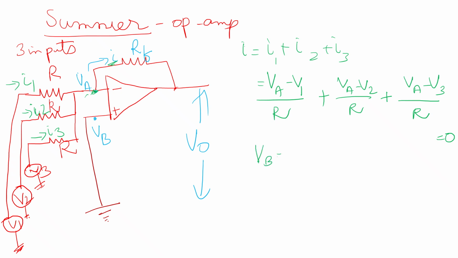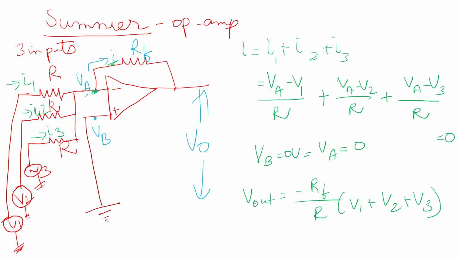VB is at ground potential and hence VA is also equal to 0, because VA and VB are equal. So simplifying this, the total output voltage is equal to minus RF divided by R into V1 plus V2 plus V3.